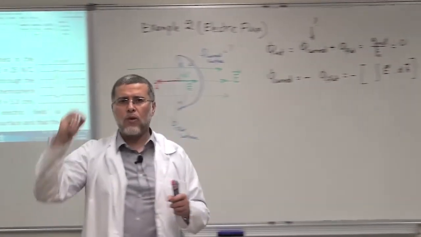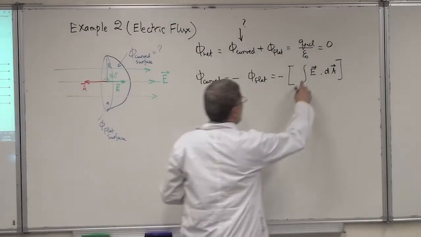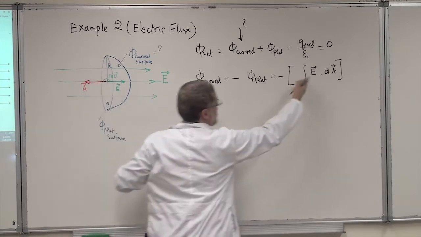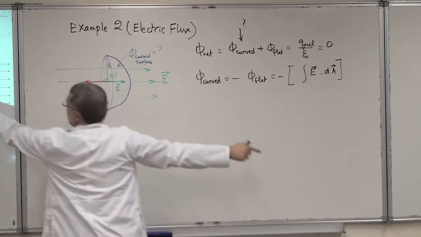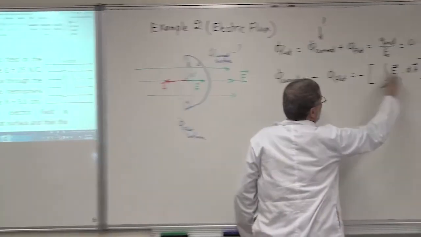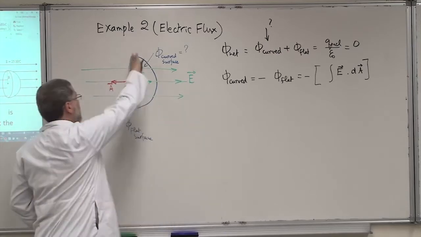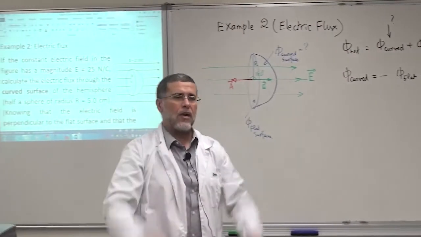To define it, flux is Q enclosed over epsilon 0, or the integral of E dot dA. But I'm not going to use a closed surface, because I'm talking about the flat surface, which is not closed. E is uniform. You can see it has this fixed value, and we take it out of the integration. The integral of dA will give me the area of the flat surface, and it is a circular surface, so I can find the area easily.